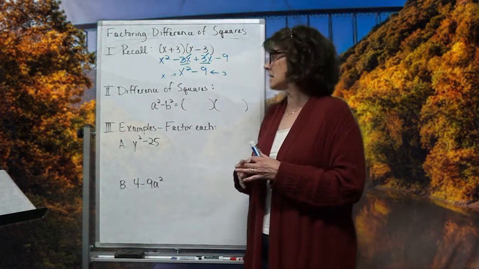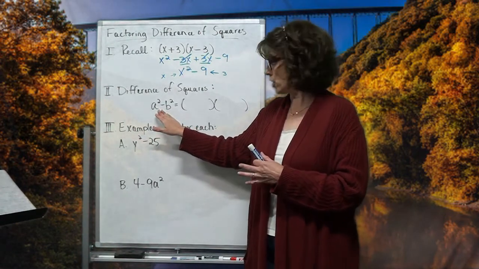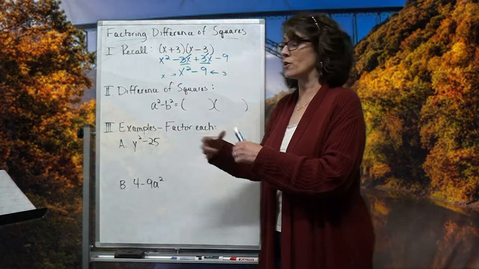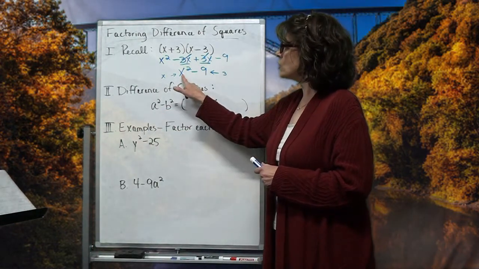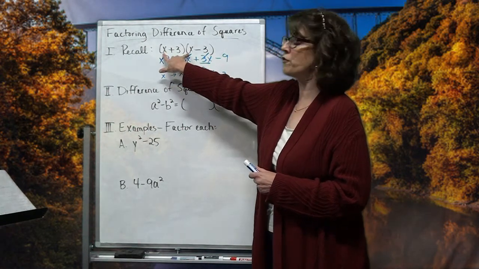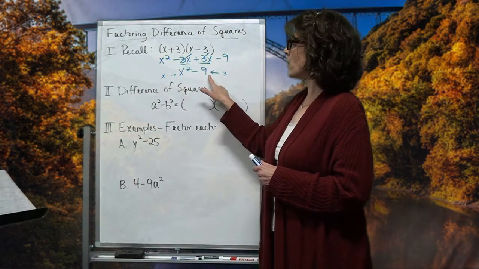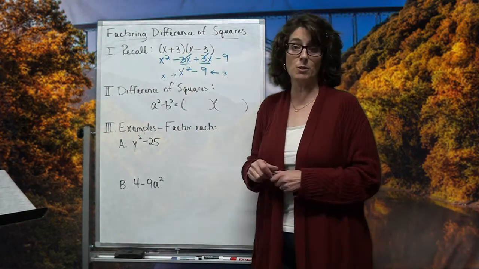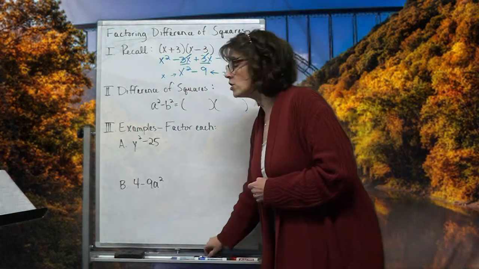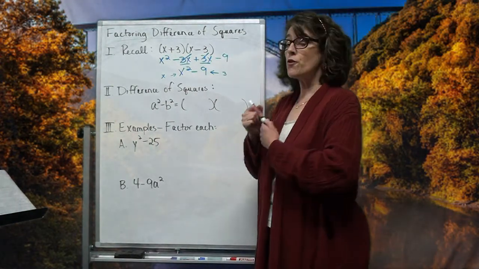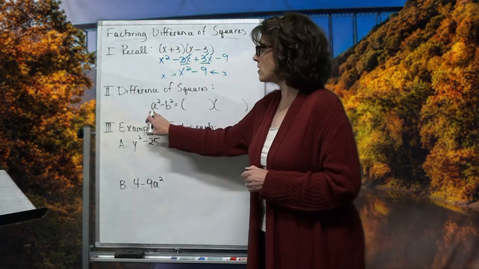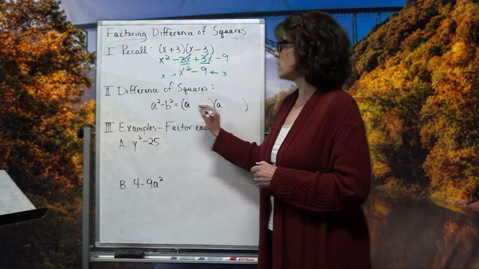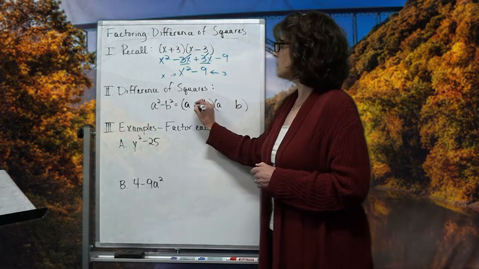So whenever I have a difference of squares like this generalization, a squared minus b squared, I can factor it into a pattern. That pattern is: take the square root of the first term and put it into the front 2 slots. Take the square root of the back term and put it into the back 2 slots, and simply change the signs between them. That's the pattern we can use to factor a difference of squares. So the square root of a squared is a, put it in the front slots. The square root of b squared is b, put it in the back slots, and simply change up the sign between the two.